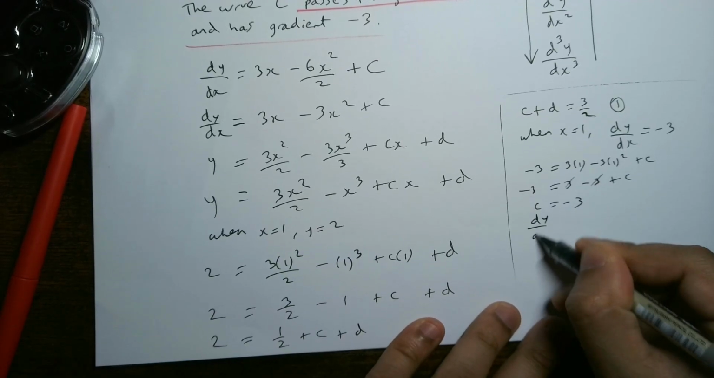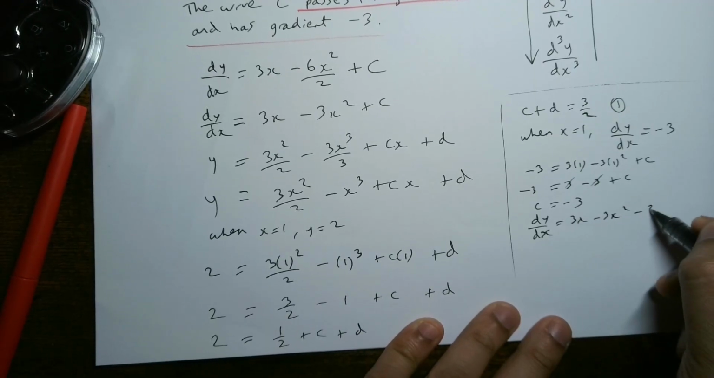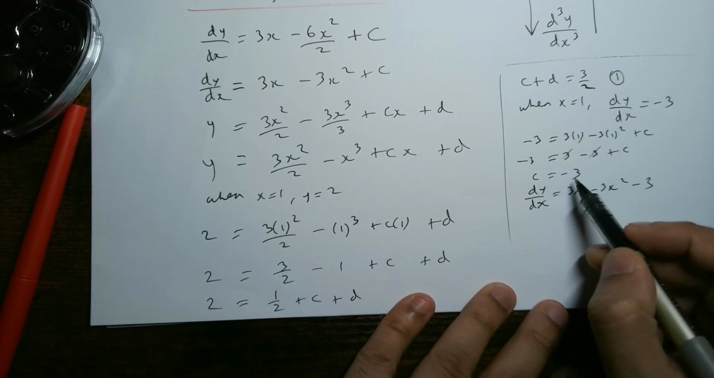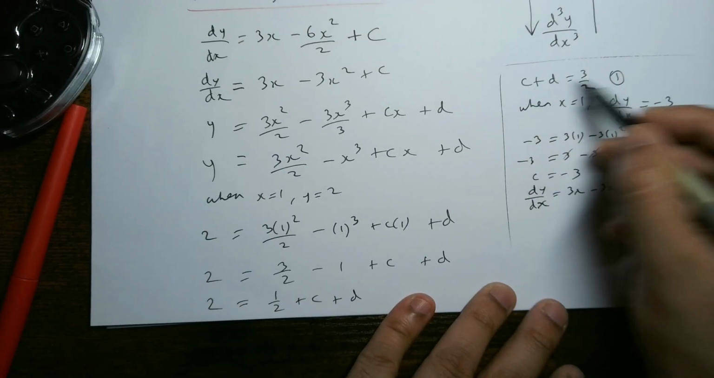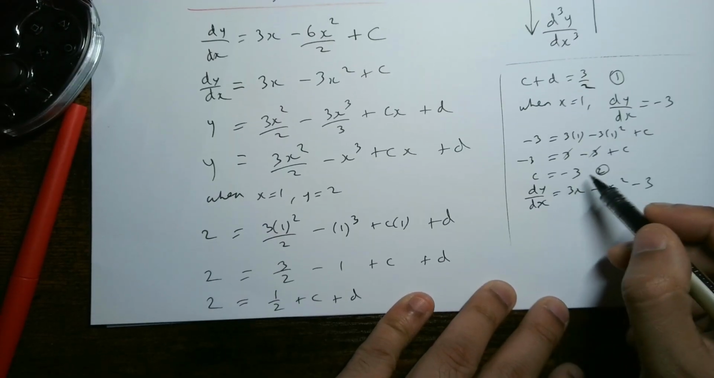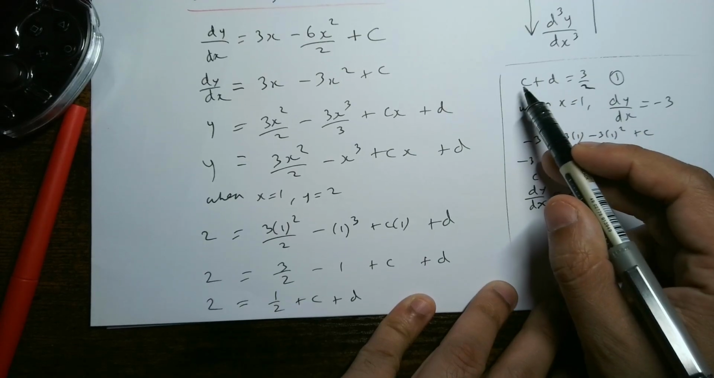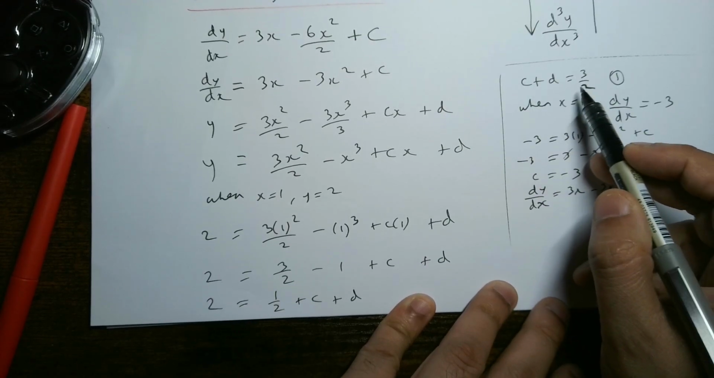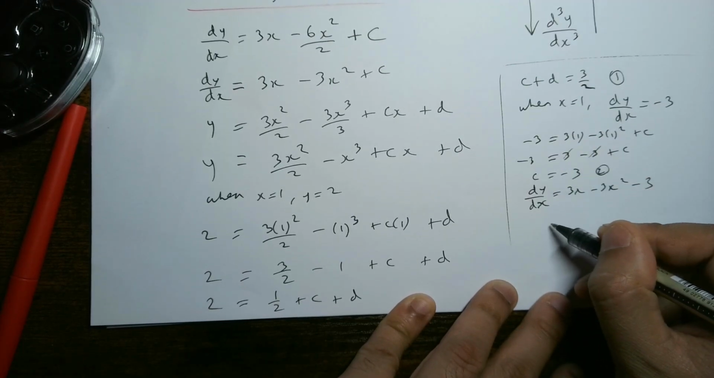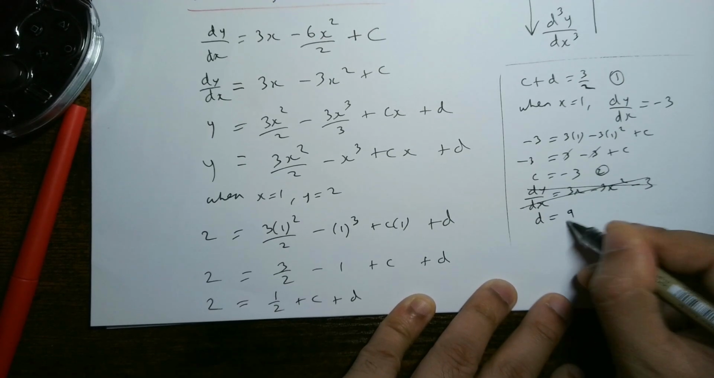So dy/dx equals 3x minus 3x squared minus 3. But I didn't really need to write that again. The key is, because I've got c is minus 3, and I've got this here, so I'll call this equation 2, but even though it's a bit easier than simultaneous equations, when c is minus 3, I can do 3 over 2 plus 3, so that's 9 over 2 I get for d. So d is equal to, in fact, let me just get rid of that. So d is equal to 9 over 2.